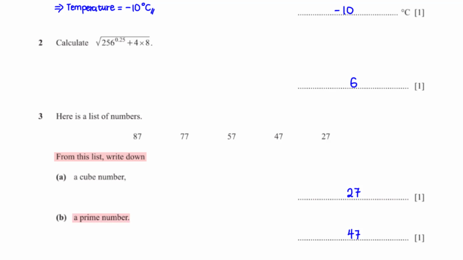Write down a prime number. 47 is a prime number. It has only 2 factors, 1 and itself.